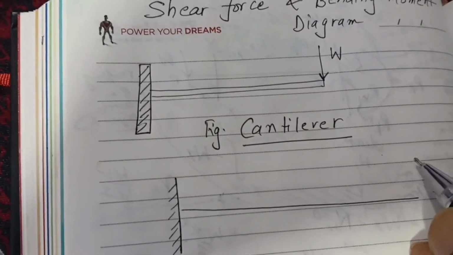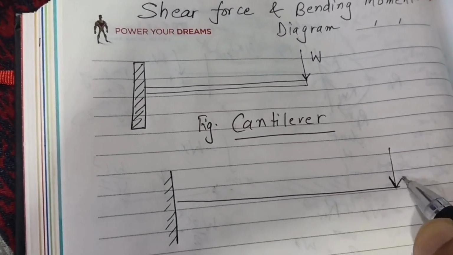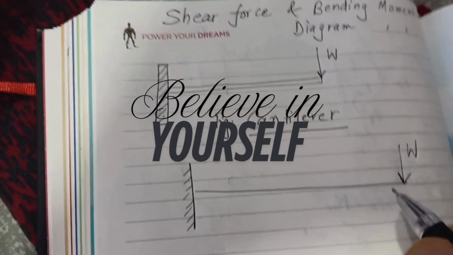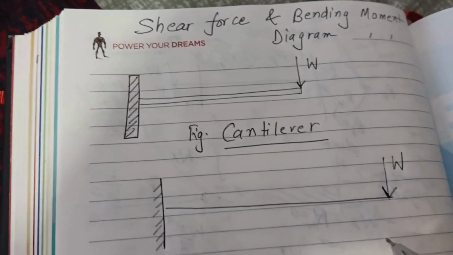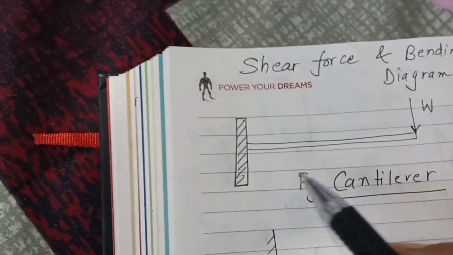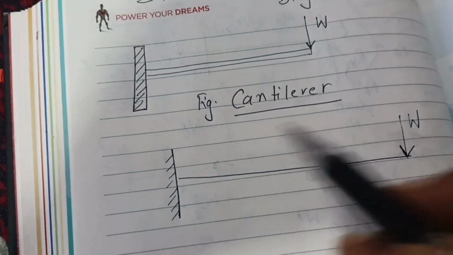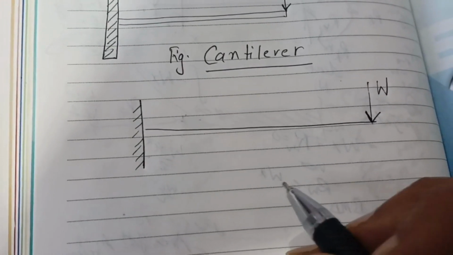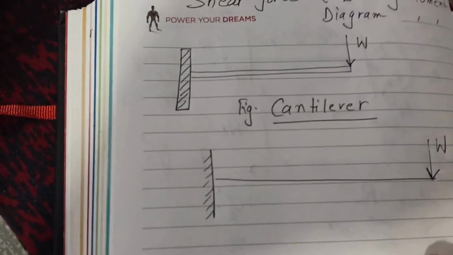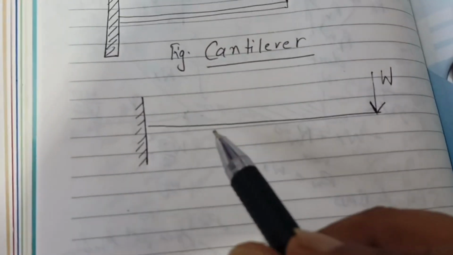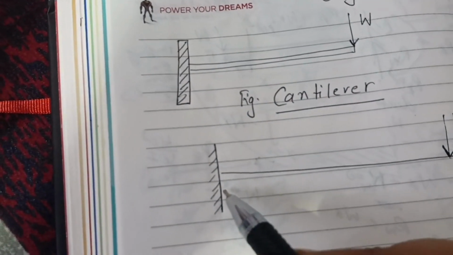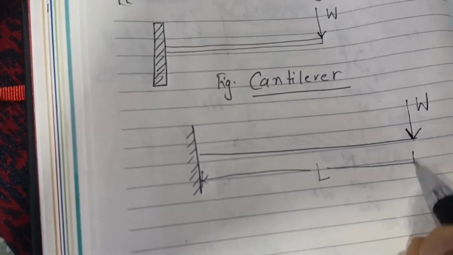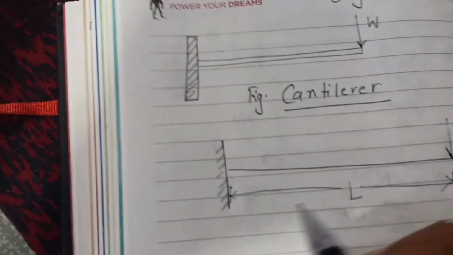Suppose a point load is acting at its free end, of magnitude W. So we are going to draw the shear force diagram and bending moment diagram for the cantilever. This is a cantilever. So how are you going to determine the bending moment across the length of the beam? Suppose L is the entire length of this cantilever beam, right?